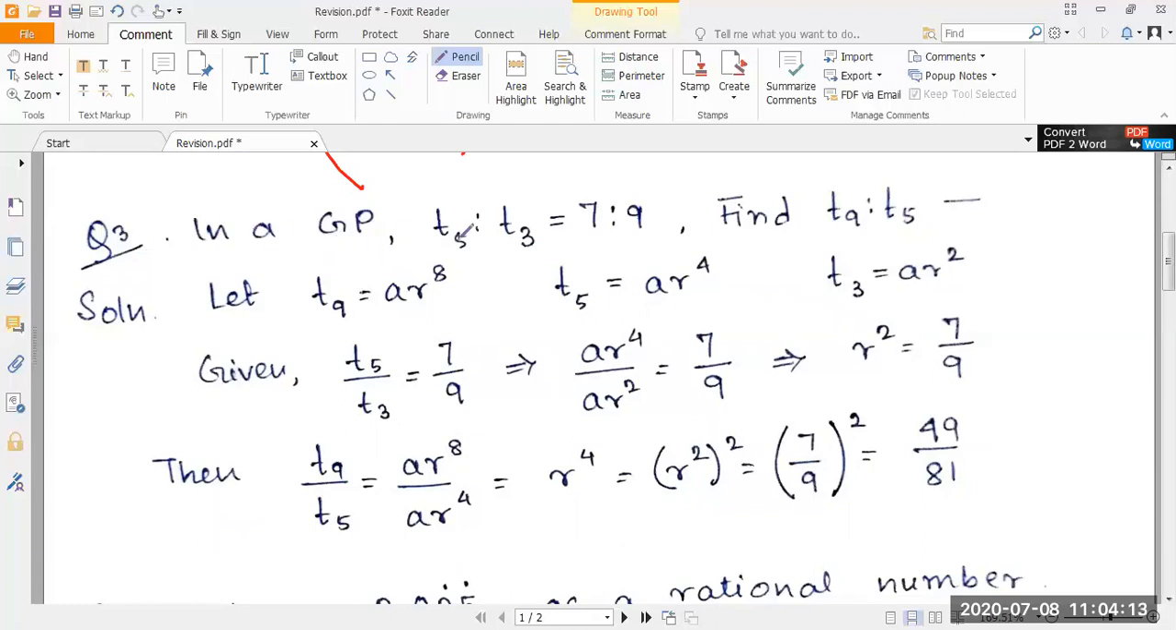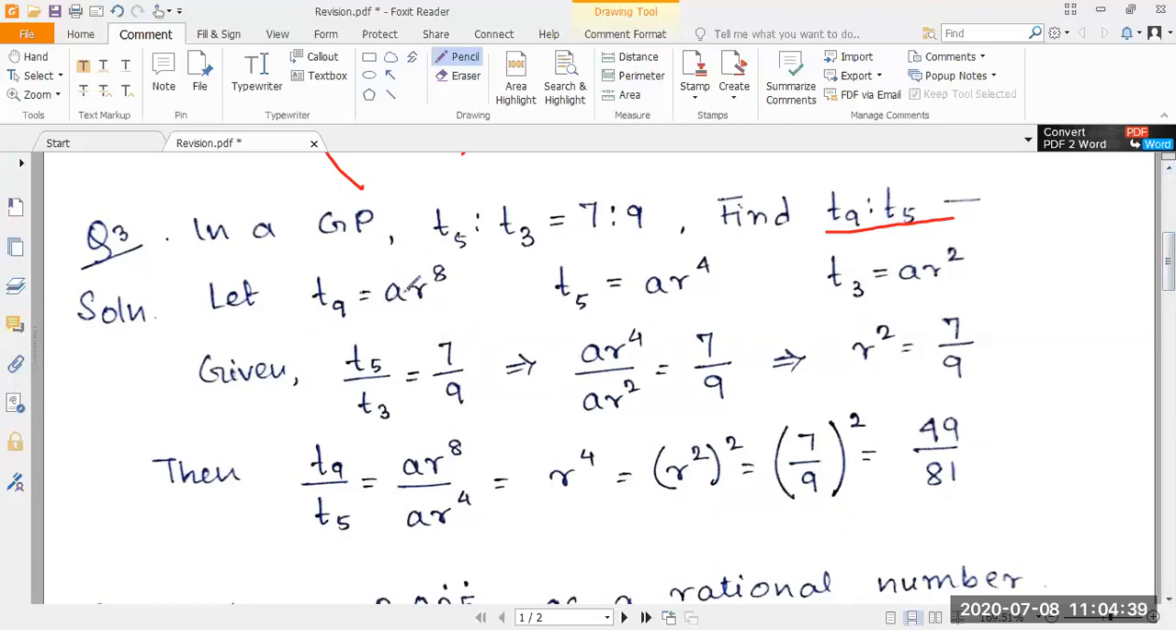In a GP series, T5 is to T3 equals 7 is to 9. We are required to find T9 is to T5. They haven't given me any values of the geometric progression. They haven't given me A, they haven't given me r. So they have given me neither the first term nor the common ratio. So let's assume what we don't have.